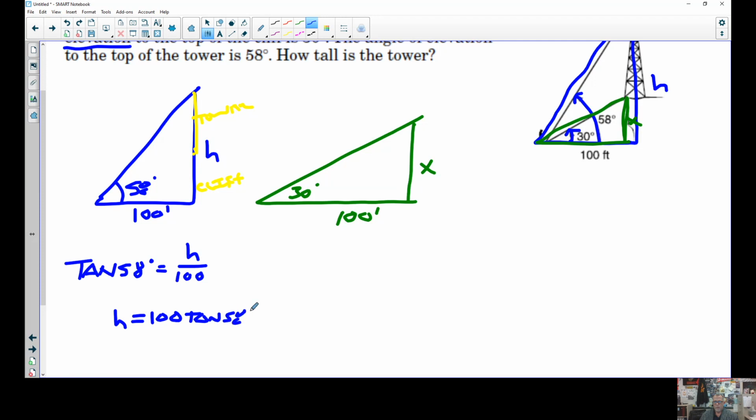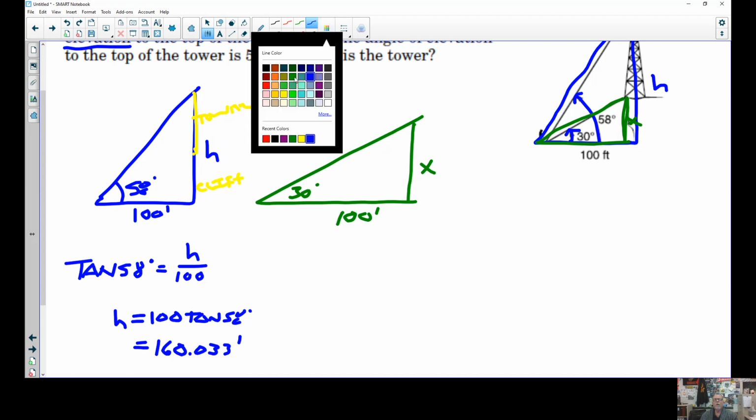tangent 58 degrees, which is 160.033 feet. And we've got the overall height. That's the height from down at the bottom of the beach all the way up to the top of the tower. So we've got one height.